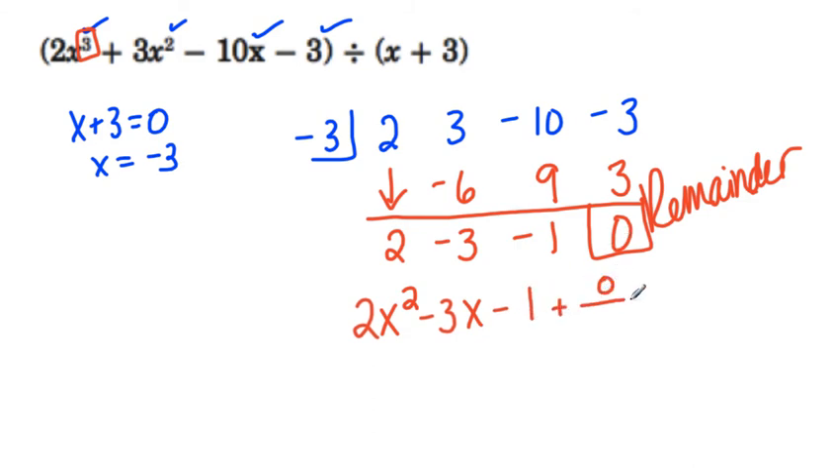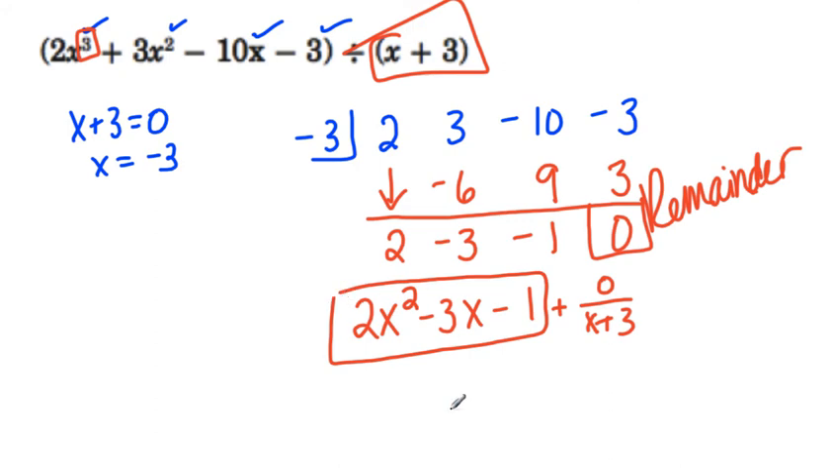I could put plus 0 over, again, the divisor, x plus 3. But 0 over anything is going to be 0. So plus 0 would just go away. So this could be your answer. All right, that's how you do synthetic division.